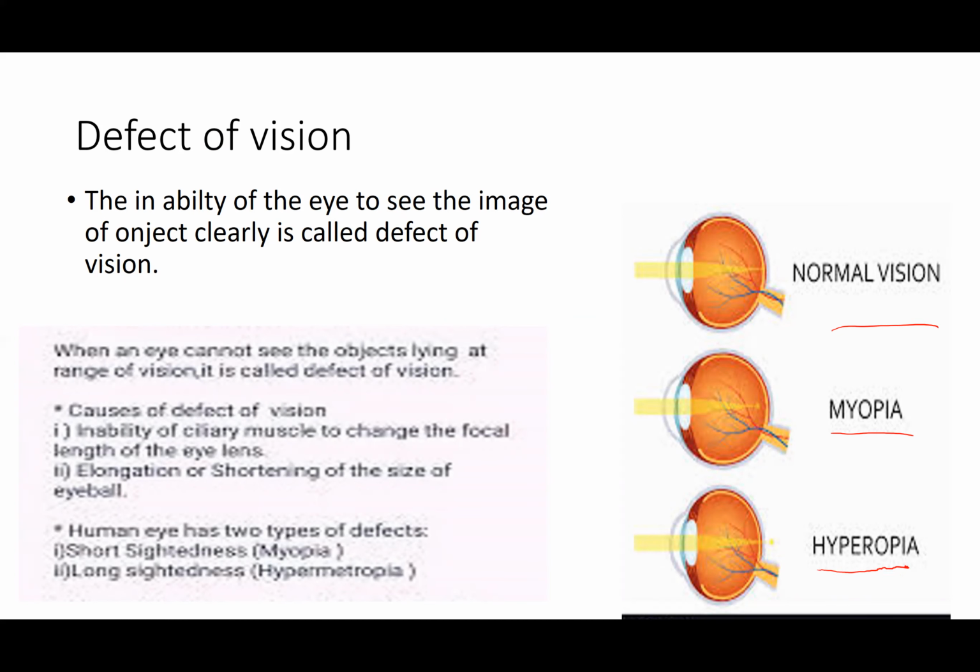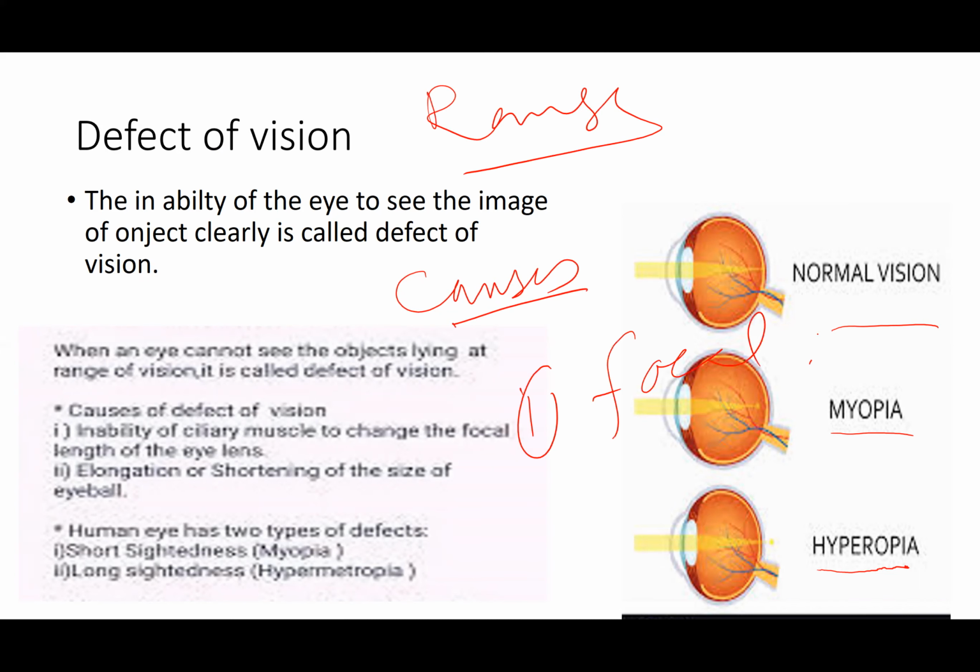Causes of defect of vision. If the object is in range and you cannot see the image clearly, this is called defect of vision. One cause is the inability of the ciliary muscles to change the focal length of the eye lens. Second is elongation or shortening of the size of the eyeball. An eyeball either shorter or longer will affect the vision.